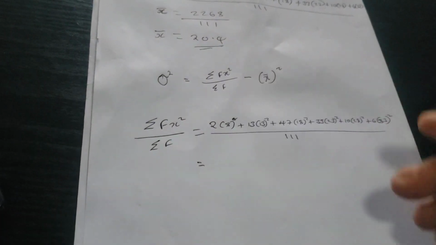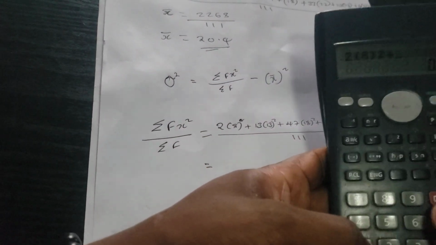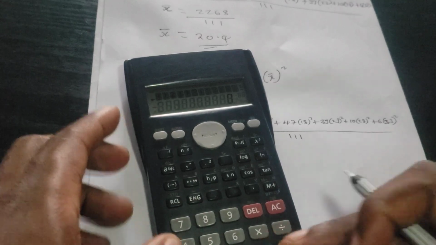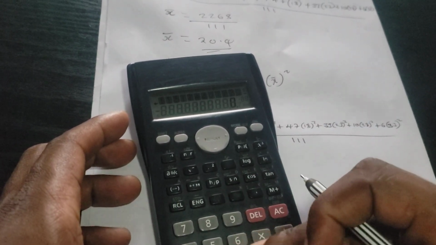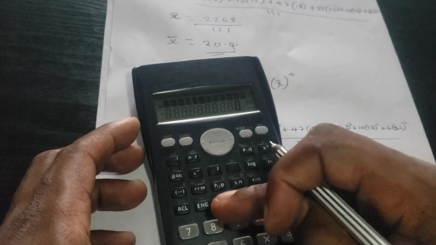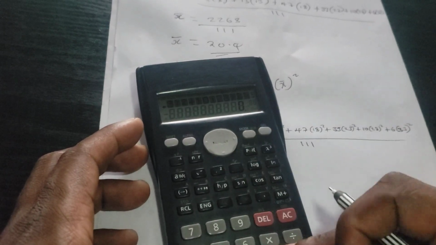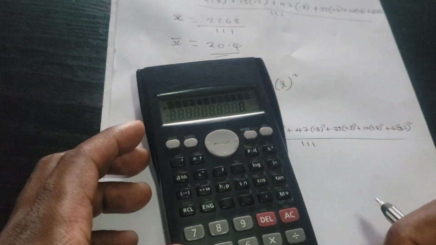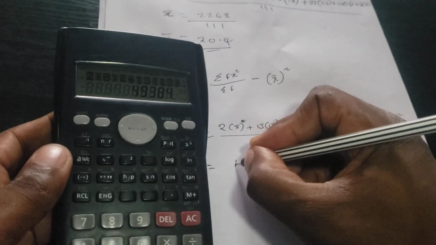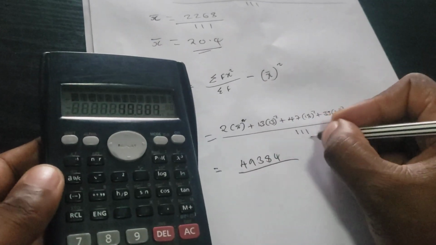So now we are going to punch everything on our calculator. Say 2 open bracket 8 squared, plus 13 open bracket 13 squared, plus 47 open bracket 18 squared, plus 33 open bracket 23 squared, plus 10 open bracket 28 squared, plus 6 open bracket 33 squared. On top we are going to have 49,384.